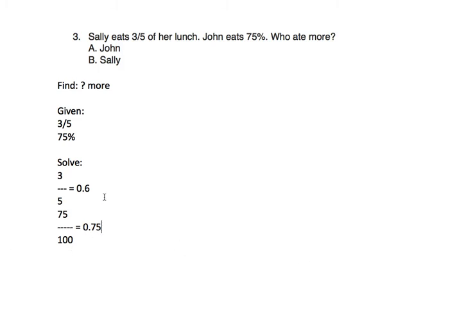So here 0.75 goes out to 2, 0.6 only goes out to 1, so we're just going to stick a 0 at the end of that. That does not change the value of that number, it just makes it easier to compare. And now we can say, oh, 75 is more than 60, so 75% is more. John ate 75%, so the answer is John.